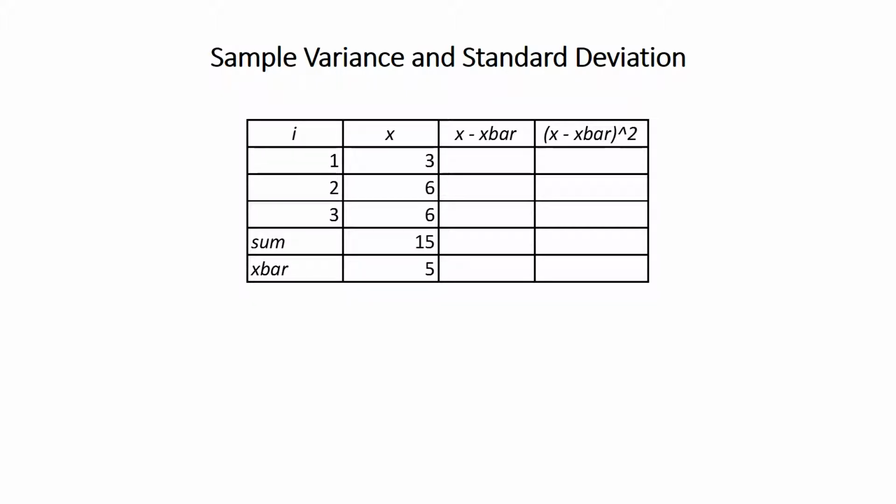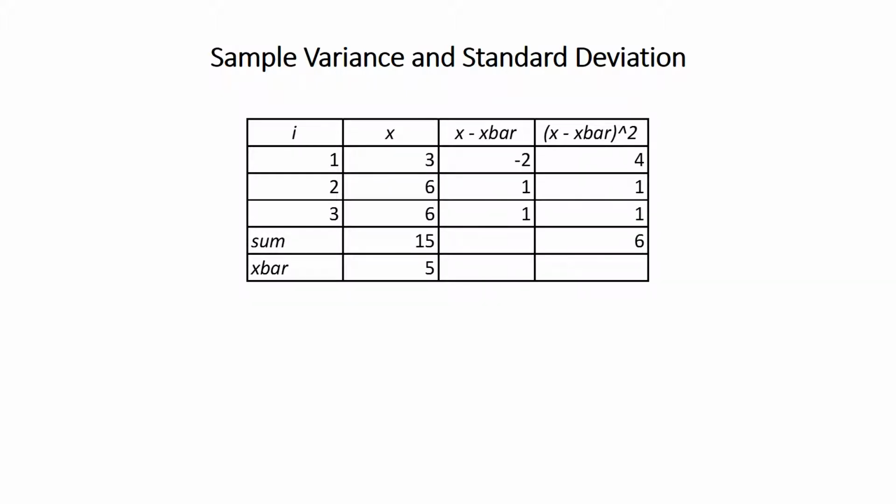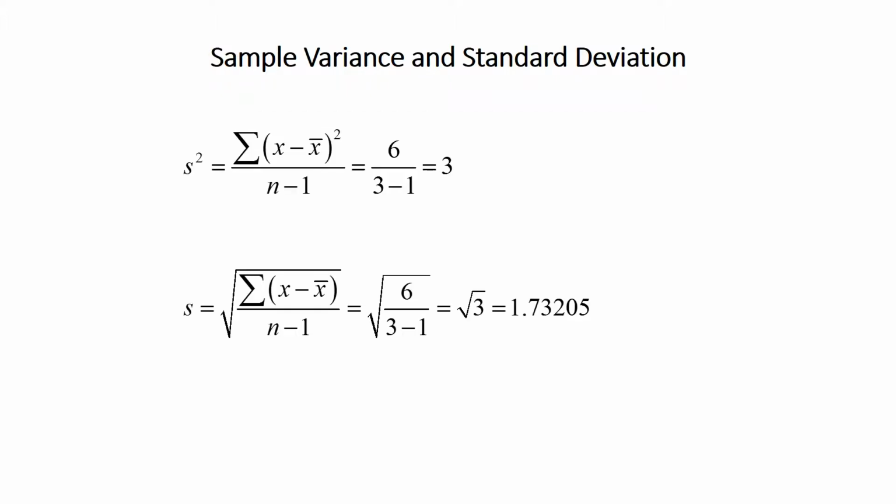We can now find the differences between the sample values and the sample mean and square the differences. The sum of the squared differences equals 6. This is the so-called sum of squares. We can now substitute the numbers into the formulas and find the sample variance and sample standard deviation.